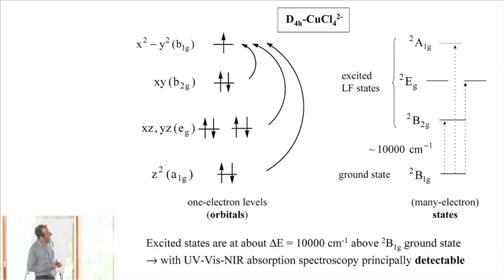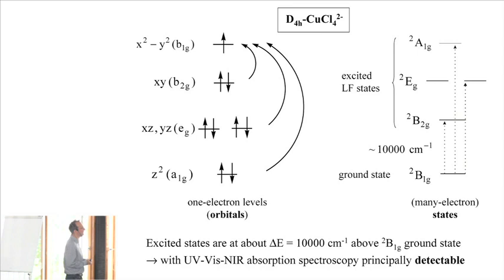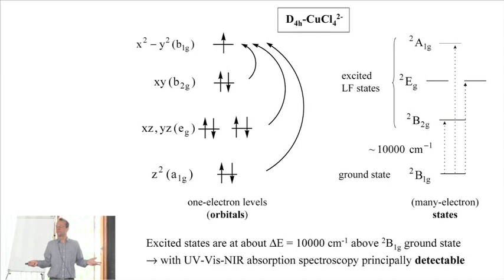The lowest energy excited state gets one electron from the b2g orbital. It's a doublet B2g state. And then you have a doublet Eg state, and just putting one electron from the z squared a1g orbital into this x squared minus y squared orbital gives you the highest excited state, which is a doublet A1g state. And the excited states are in the order of 10,000 wave numbers above the doublet B1g ground state. So with UV-Vis absorption spectroscopy, they are in principle detectable.